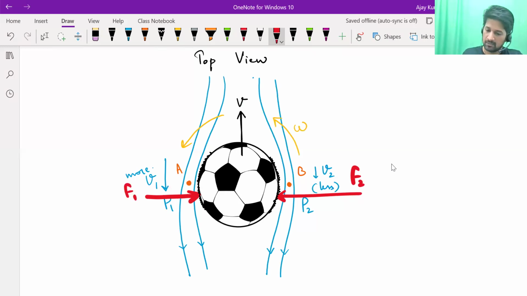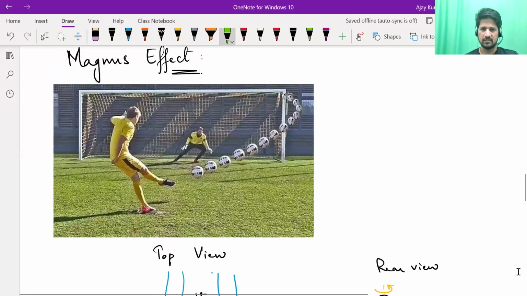As a result, what will happen? The ball will deviate this way. In the air itself, it will deviate in whichever sense it is rotating. Here, when seen from above, top view, it is rotating anti-clockwise, no? So it will deviate to the left. That is what happens in a banana kick.